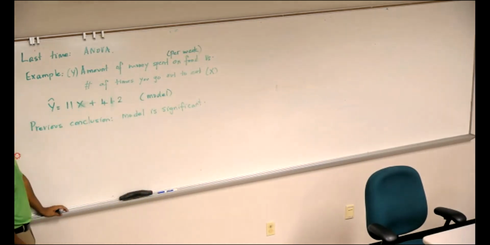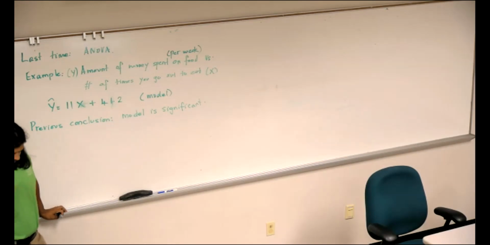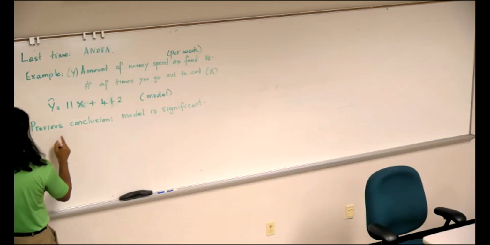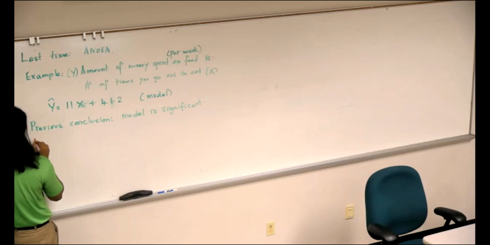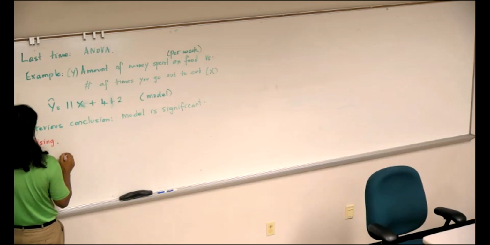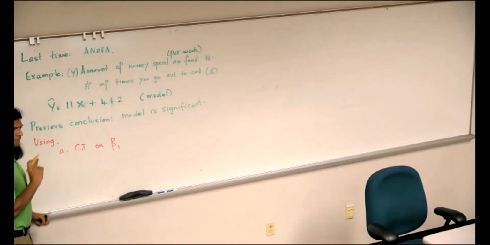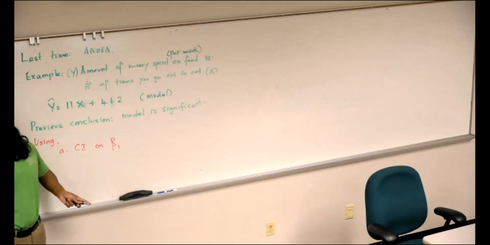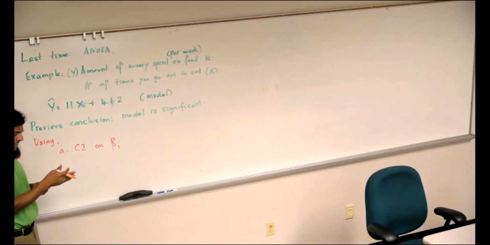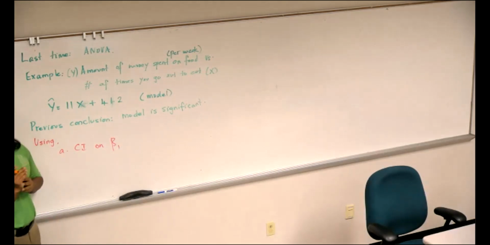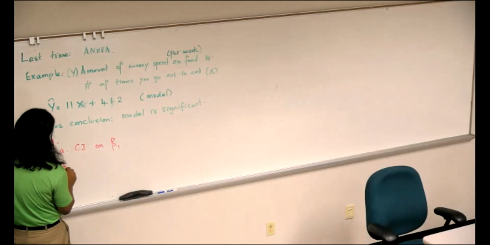Okay. How did we come to this conclusion the last couple of times? Confidence interval on beta 1. Okay, first step we did, we found a confidence interval on beta 1, and if it contains 0, then the model is not significant. Doesn't contain 0, the model is significant.